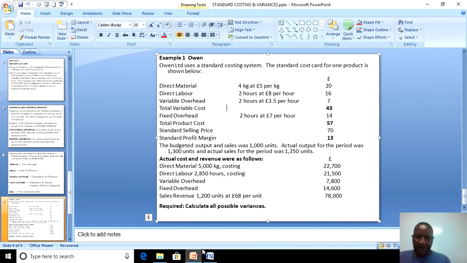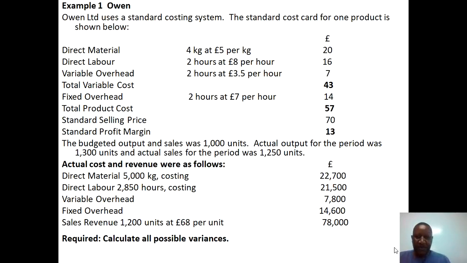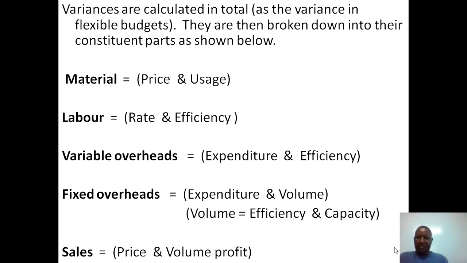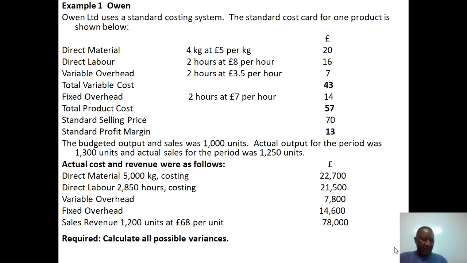Back to the question, let's just see what we have in the question. Variable overheads variances: the two variances we calculate there are the expenditure variance and the efficiency variance. So how does this fit in? First and foremost, pick out all information relating to the variable overheads.